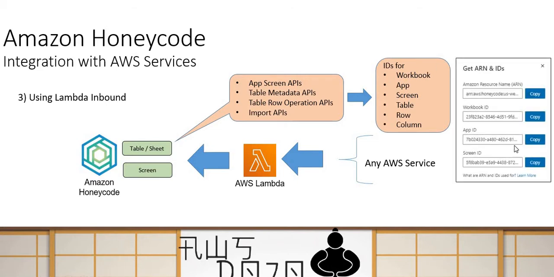Just to give you an idea, you can actually look into one screen and see what the workbook ID is, what the app ID is, what the screen ID is. Similarly, you can also get information about table IDs, record IDs, and those kinds of things. Okay, so that's the 3rd type of integration.